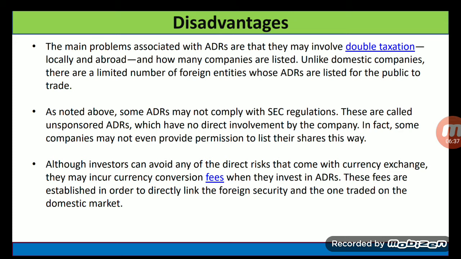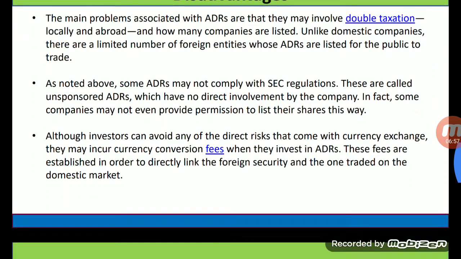And although investors can avoid any of the direct risks that come with currency exchange, they may incur currency conversion fees when they invest in ADRs. These fees are established in order to directly link the foreign security and one traded on the domestic market. So this is the disadvantage.